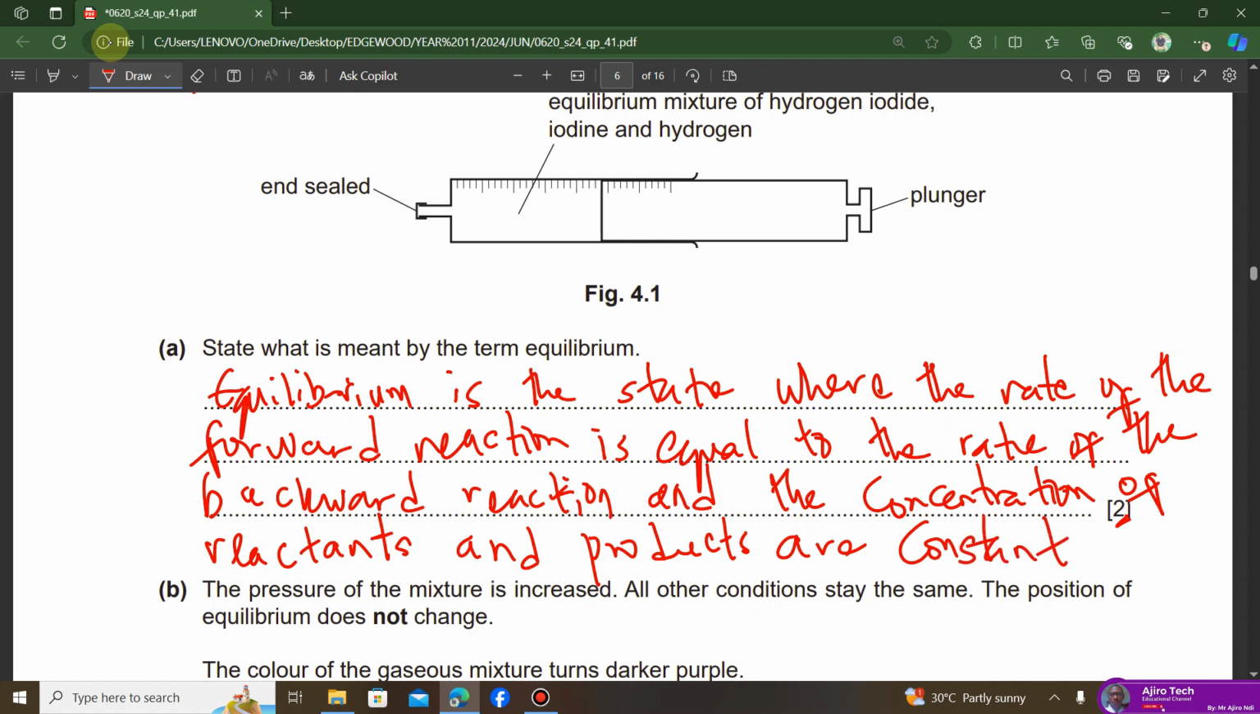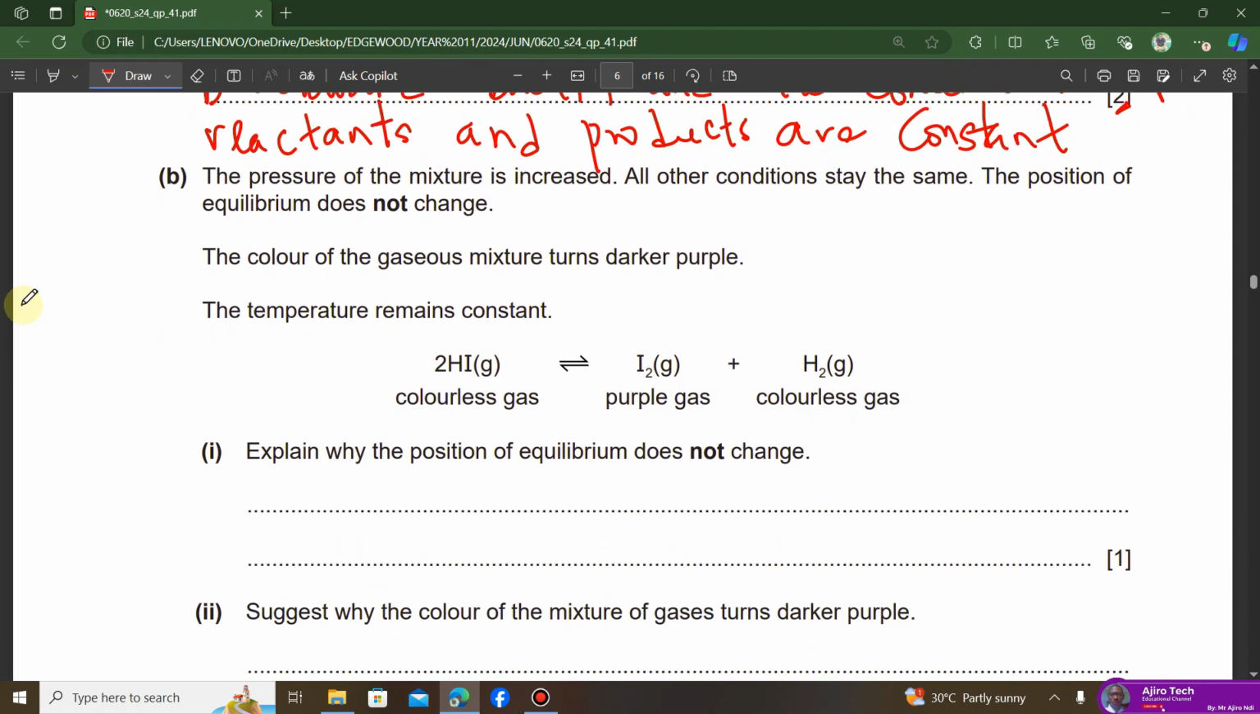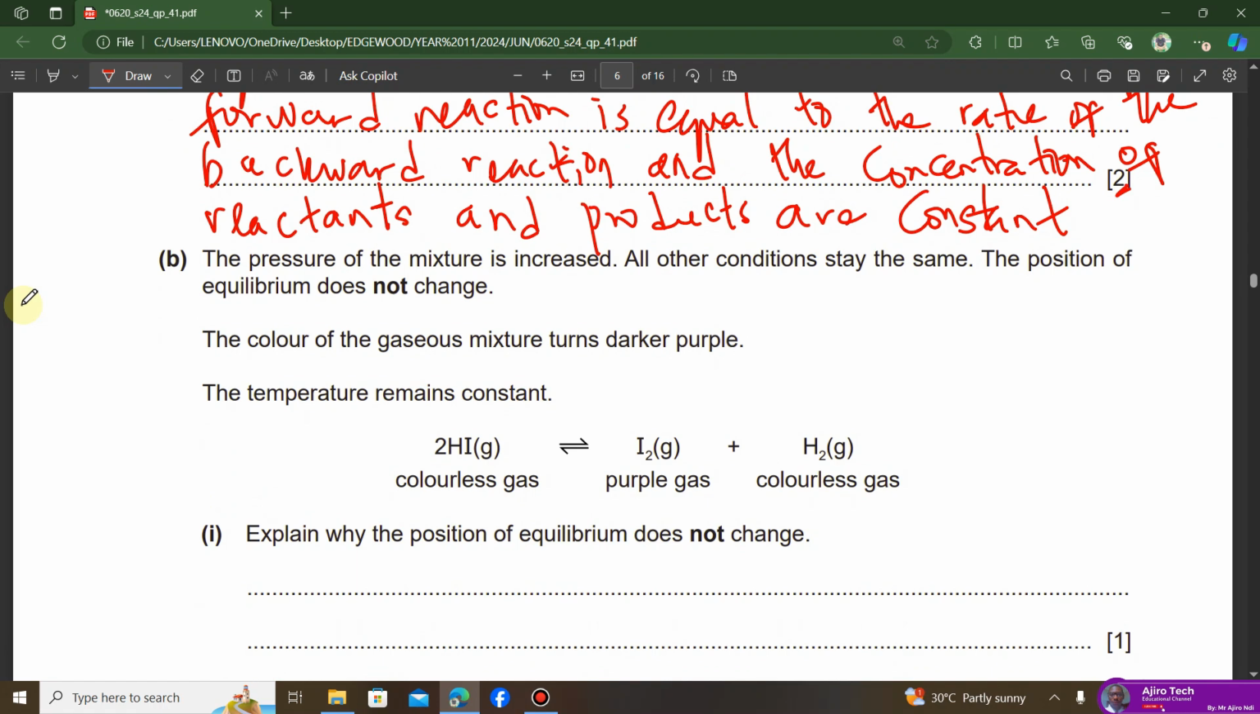First is that the rate of the forward reaction is equal to the rate of the backward reaction. You also have to include, and the concentration of reactants and products are constant. What it means is that the concentrations are no longer changing. So you have to be careful here. Do not write the concentration of reactants and products are the same. They are not the same. They just remain constant. This is very important for when you're asked to explain what equilibrium is all about.